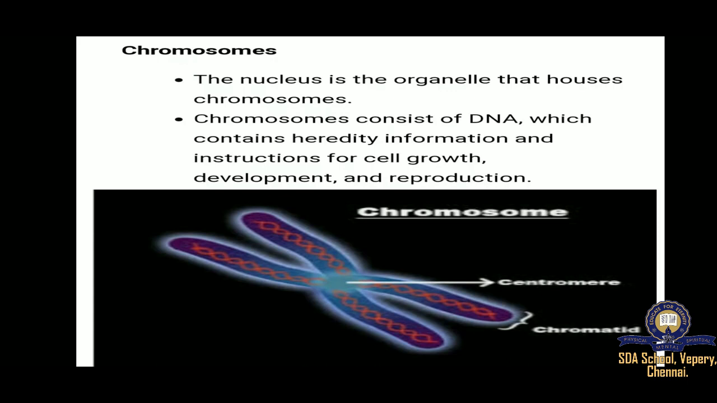Finally, we discuss chromosomes. The nucleus is the organelle that houses chromosomes. Chromosomes consist of DNA which contains hereditary information and instructions for the cell's growth, development and reproduction. Hereditary information means the transmission from one generation to another of genetic factors that determine individual characters, responsible for the resemblance between parent and daughter or son.